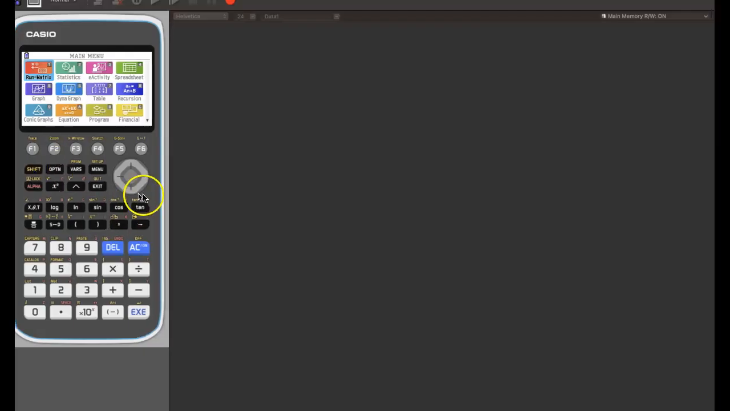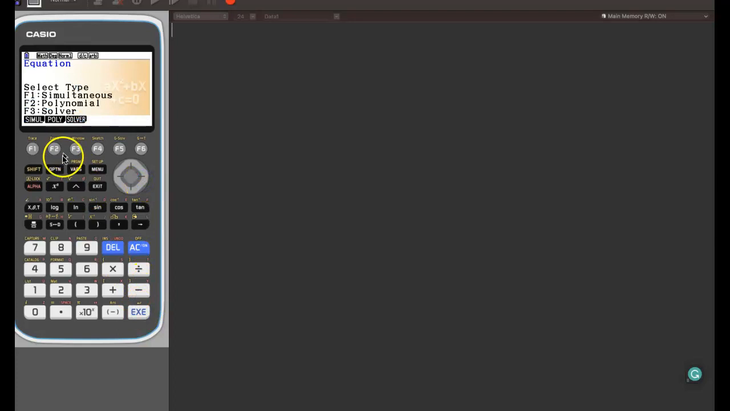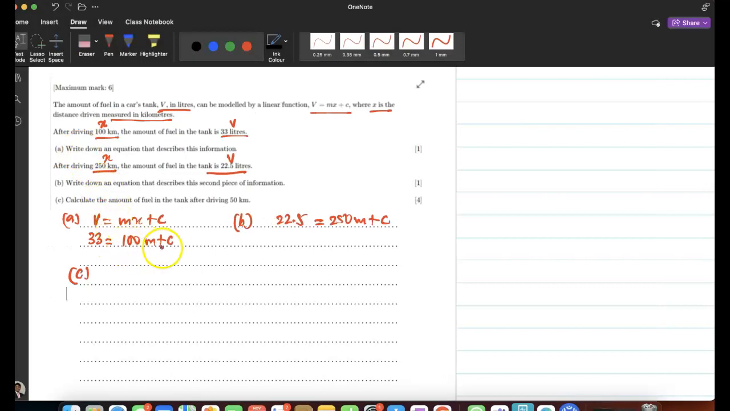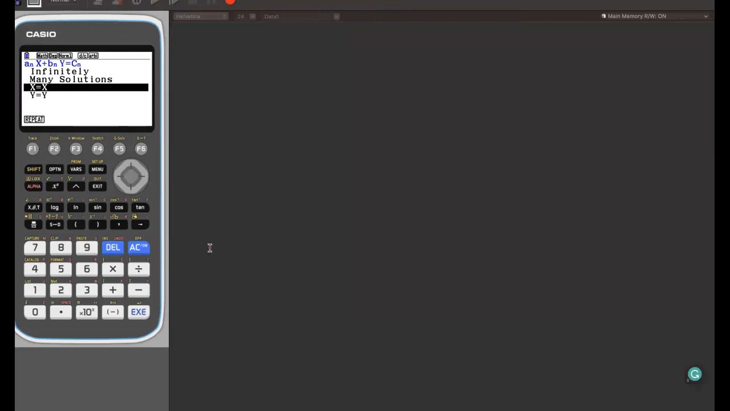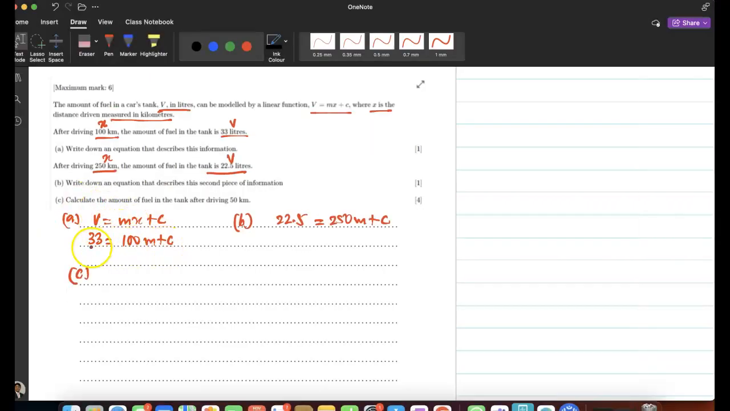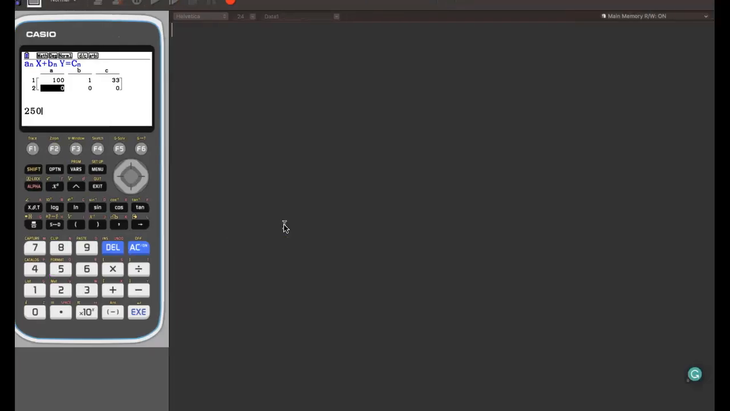So what we will do is, we will go to equation, go to simultaneous equation, number of unknowns 2. My first equation is 100m plus c is equal to 33. So 100m plus x is 1, is equal to 33. Right? That's my first equation. I'm just putting the coefficient. So 100, 1, 33. 250, 1, 22.5.